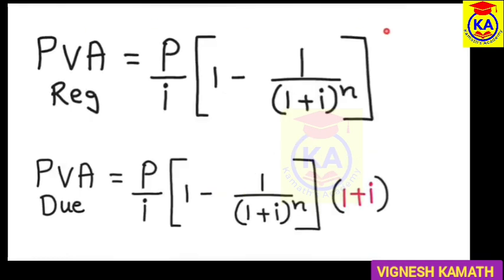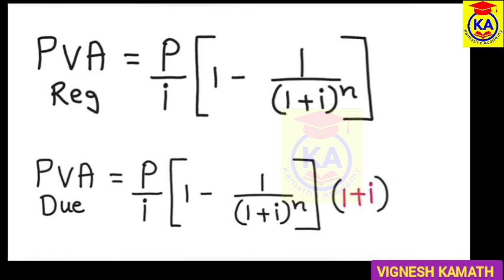Now we'll see present value of annuity regular formula: P by I into 1 minus 1 by (1 plus I) to the power n. That is present value of annuity regular. For due also the same thing. What formula I have written in regular, you have to multiply with 1 plus I. That's it: P by I into 1 minus 1 by (1 plus I) to the power n, into 1 plus I. So that was about the present value of annuity regular and due formula, and future value of annuity regular and due formula. Okay, now let's move with the problems.